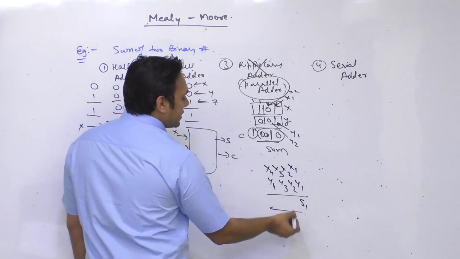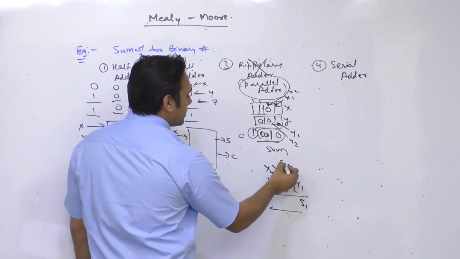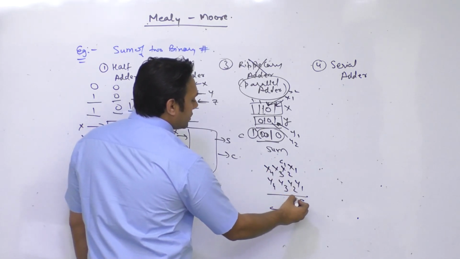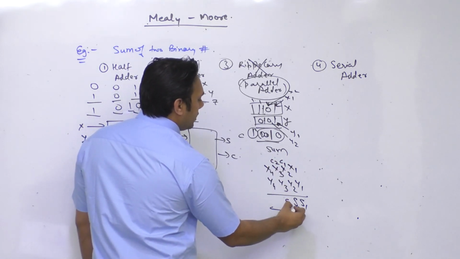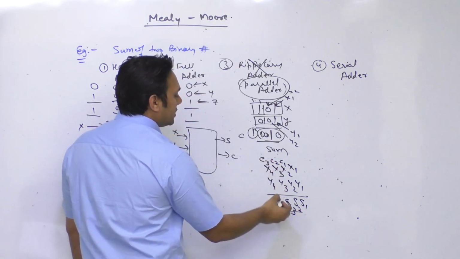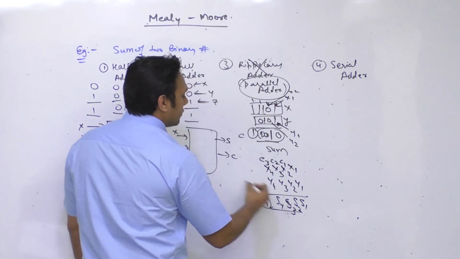So the sum of these will be s1, but the carry is going to be, let us suppose, c1. So here the sum of these will be s2, the carry is going to be c2. The sum of these will be s3, the carry is going to be c3. The sum of these will be s4, the carry is going to be c4.